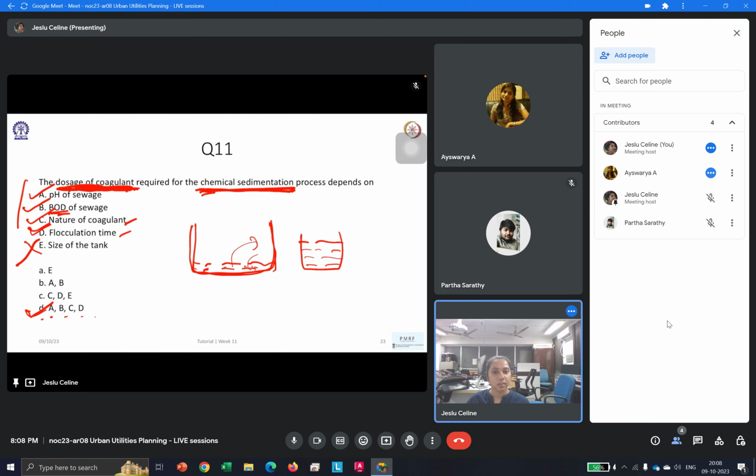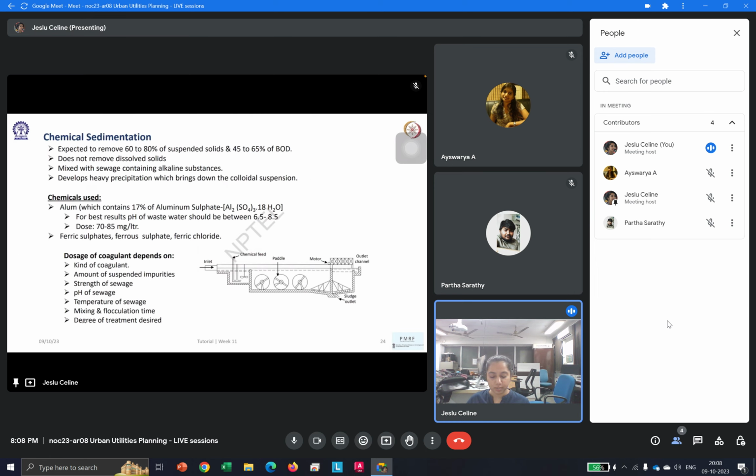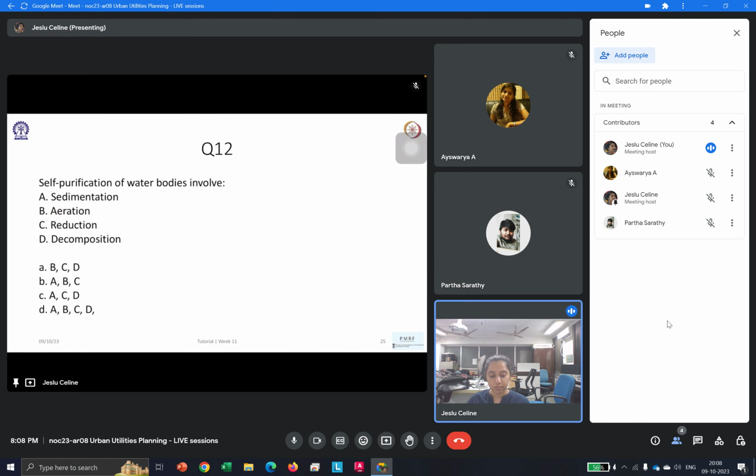Okay, so let's proceed to the next question. So this is what we saw, chemical sedimentation. These are the different coagulants which are used, alum, ferric sulfides and all that. Now, dosage of coagulant depends upon the kind of coagulant, amount of impurities, strength of sewage, pH of sewage. These we saw, these are additional: strength of sewage, amount of suspended impurities, temperature of the sewage, then mixing, flocculation time, which we saw, degree of treatment required. So these are the other aspects.